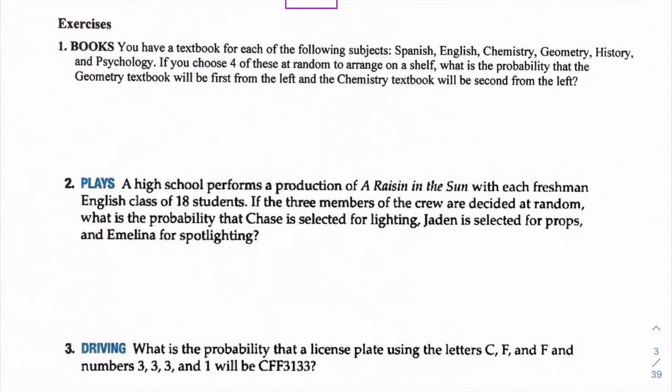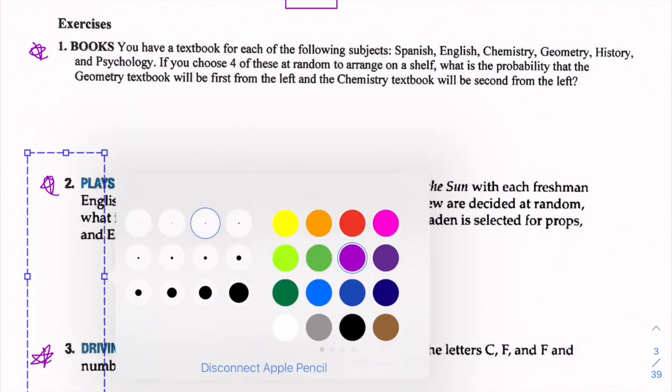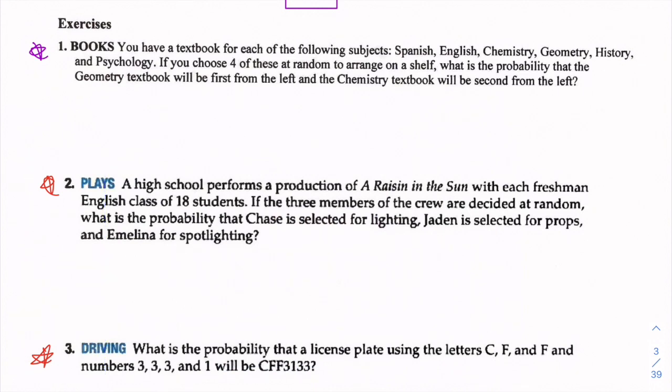Okay, this one's pretty hard. This is next level stuff. So I'm gonna do this hard one, and you guys will do 2 and 3 on your own. Let me change the stars so those are the 2 you're doing. Number one, you have a textbook for each of the following subjects: Espanol, English, Chemistry, Geometry, History, and Psychology.